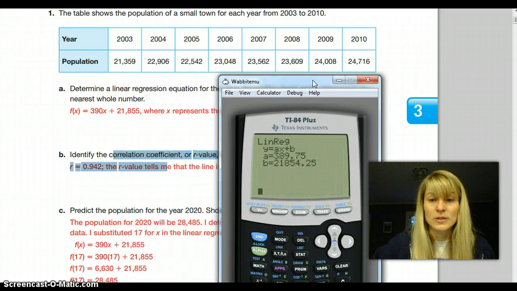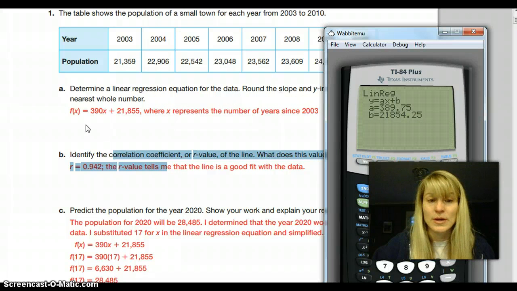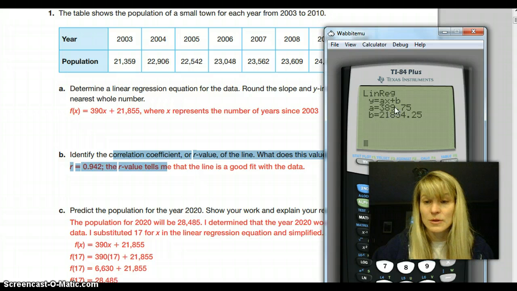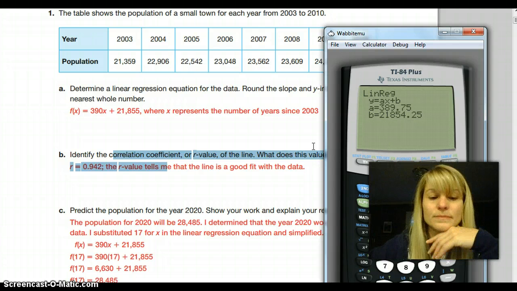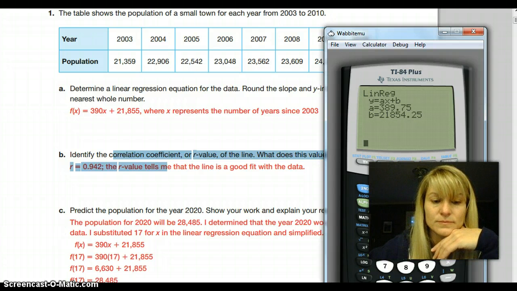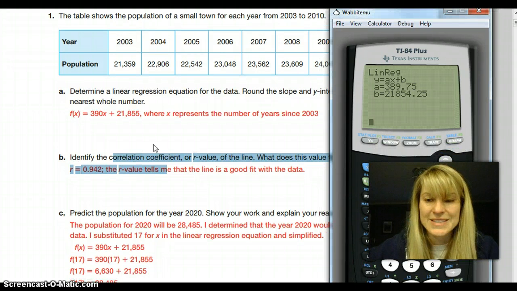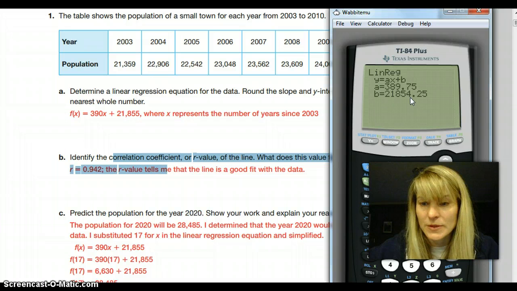And so it told us to round to the whole number. So I should have y equals, or they're using f of x as a function. This will round to 390x plus 21,854. They rounded to 55. Okay, so I see I have a problem here. This says 21,855. Mine would round to 54.